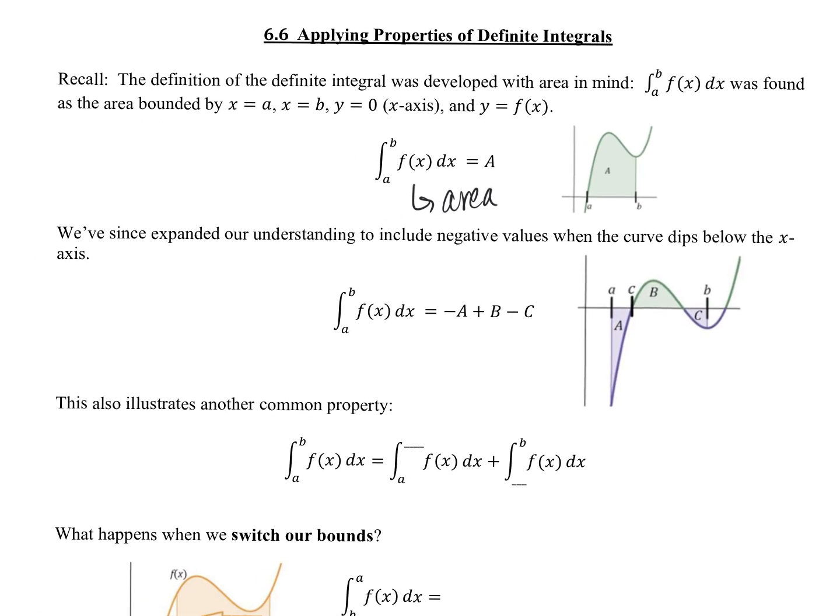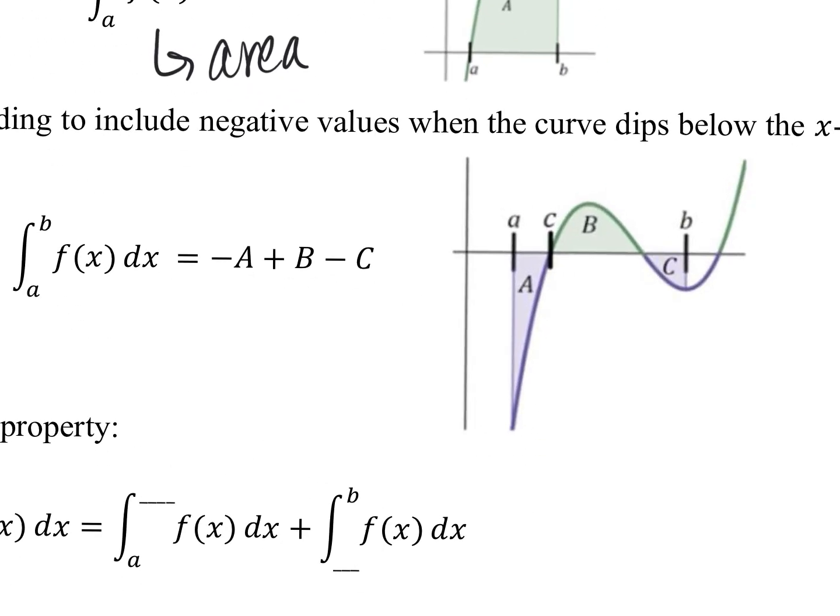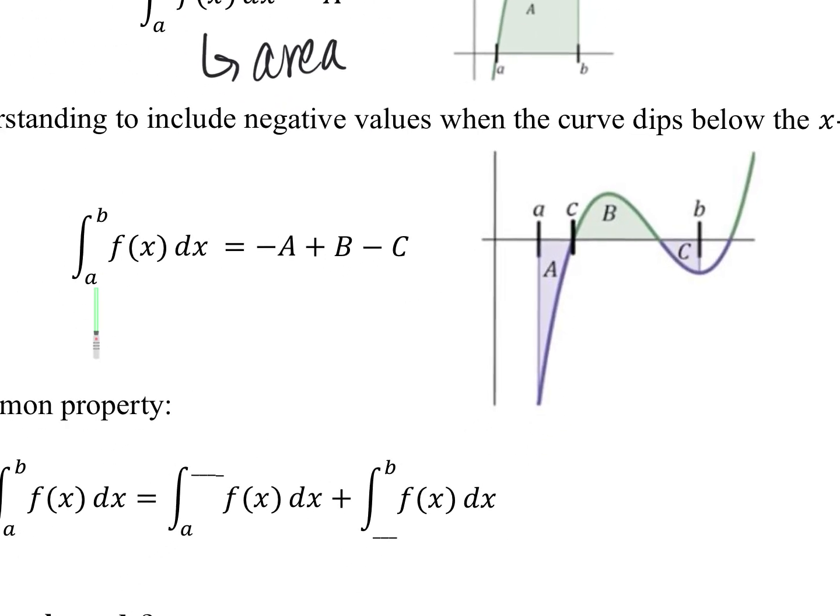Okay. And then I said we've since expanded our understanding so that when the area is beneath the x-axis, you agree that would be a negative area. So I just said, all right, the area of this from little a to little b. Notice little a here, little b over here. They made my areas big A, big B, and big C. A and C would both be negative because they're underneath that x-axis. We okay with that? And you add those up. We're okay with that?